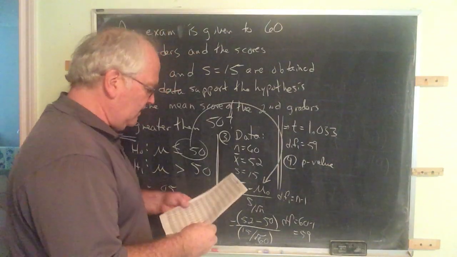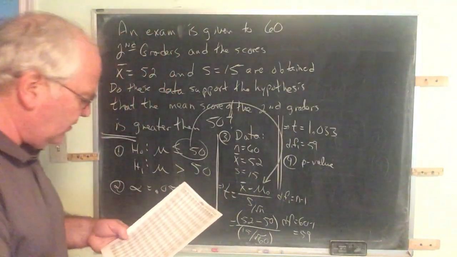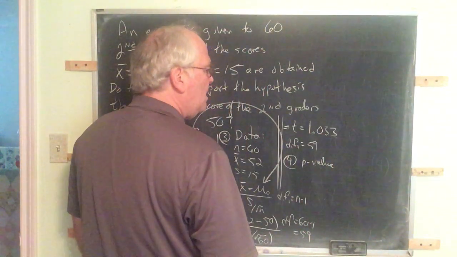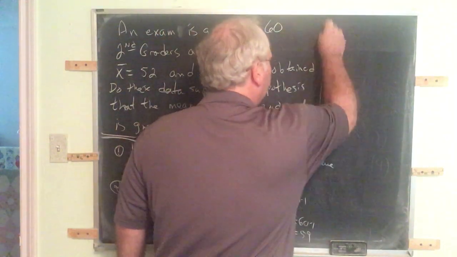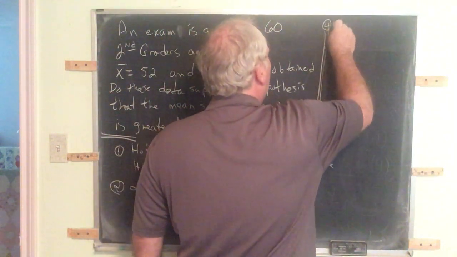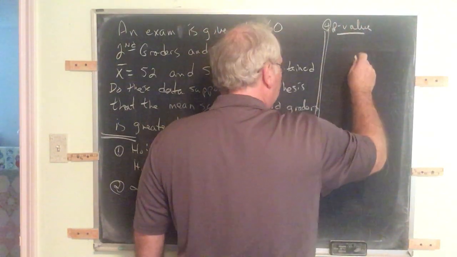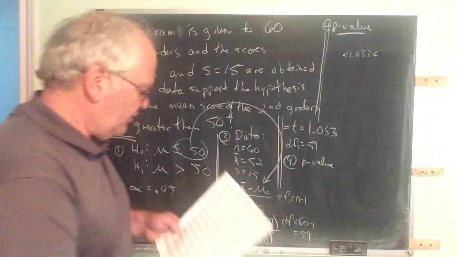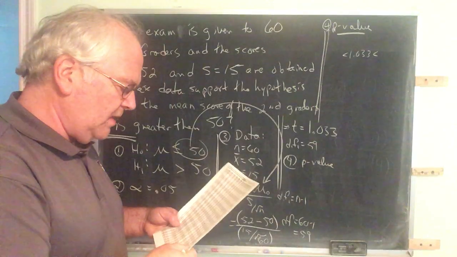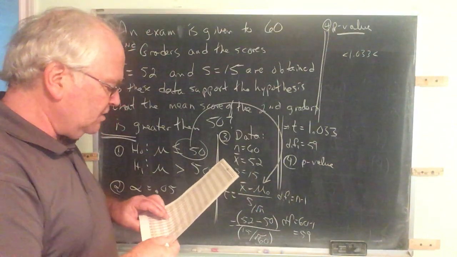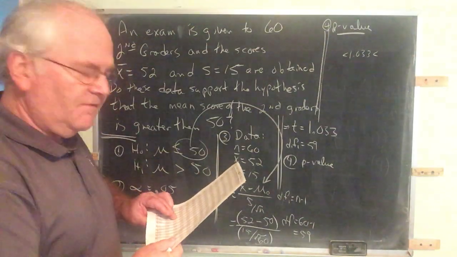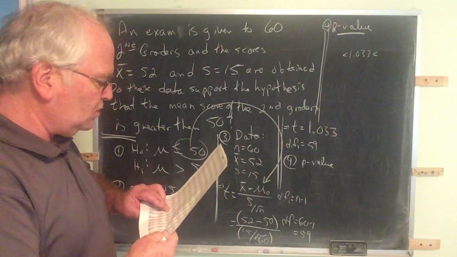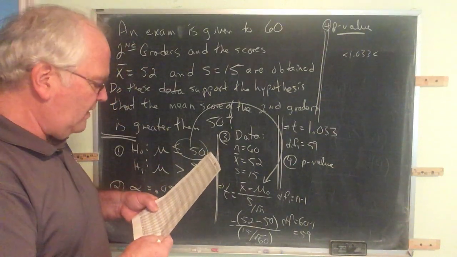And so we need to find in the 59, count them, 59 degrees of freedom row, the 2 values between which 1.033 falls. I want to write this up here so we can see it maybe a little better. This is my step 4 p-value. And I need to find the 2 values between which 1.033 will fall in the 59 degrees of freedom row. Can you find it? 59 degrees of freedom, the values between which 1.033 falls.